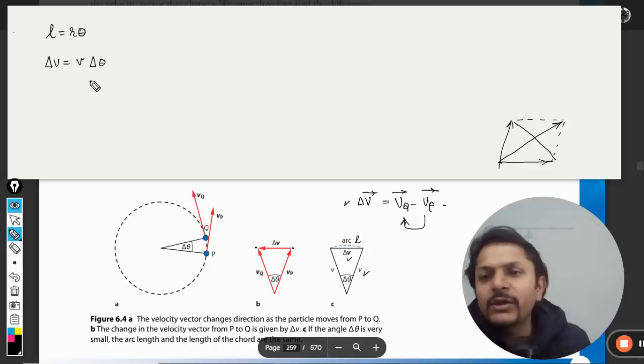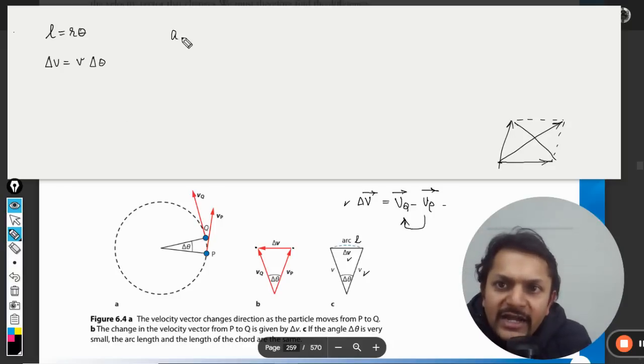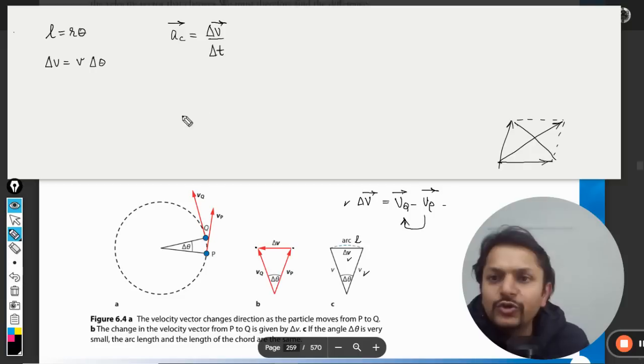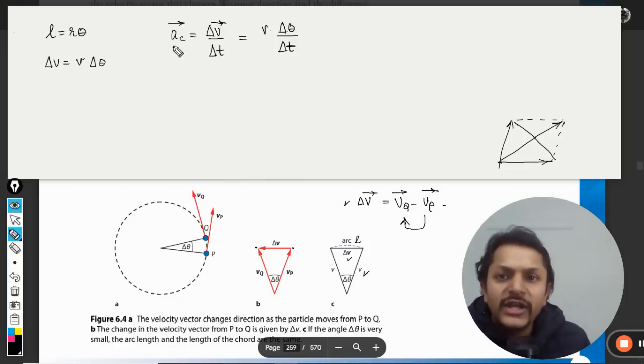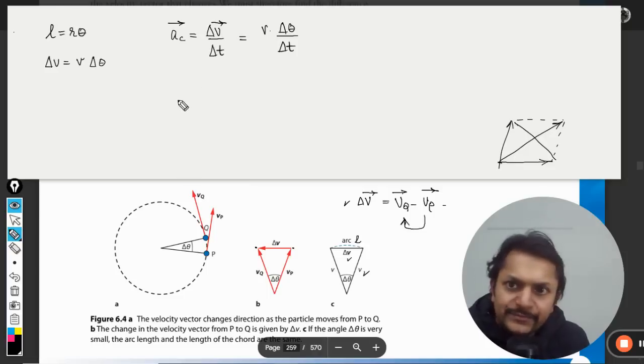Now we have the formula for the change in velocity, and our centripetal acceleration was defined as change in velocity divided by change in time, provided there is no change in the magnitude. So we are going to substitute this value here. It will become V delta theta divided by delta t. You can even skip this arrow, no problem.